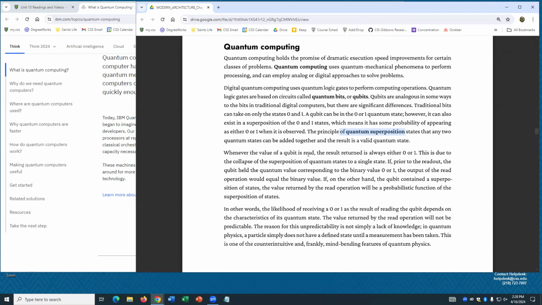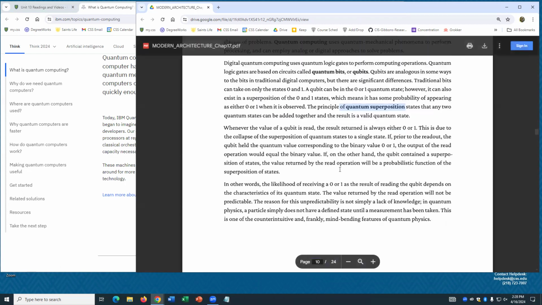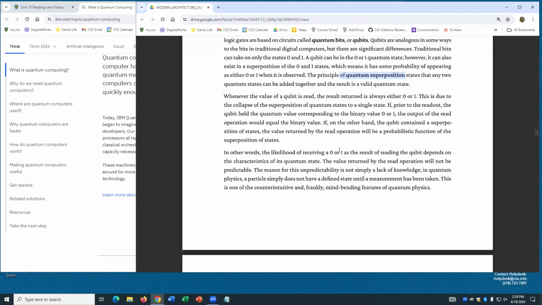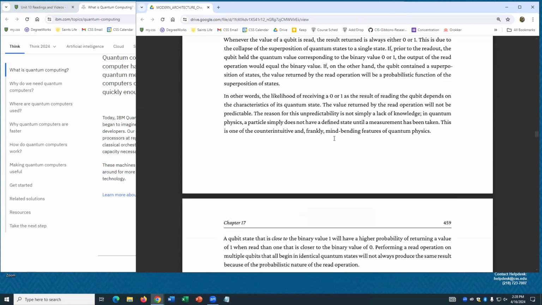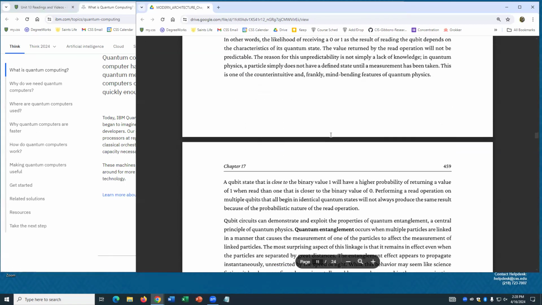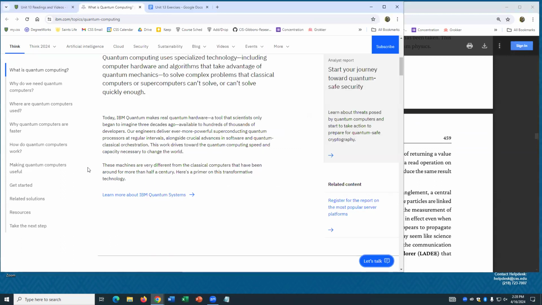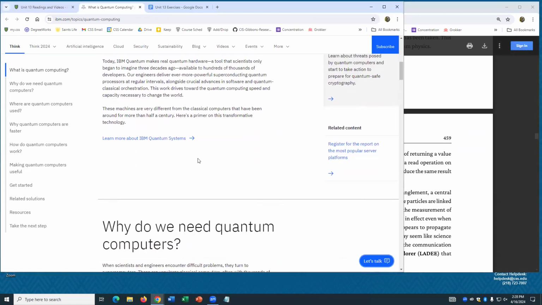And later on, we can read this, and once we read it, then we know, oh, the cat's dead, or the cat's alive, or the bit is 1, or the bit is 0, once we look at it. So let's go back to IBM here.